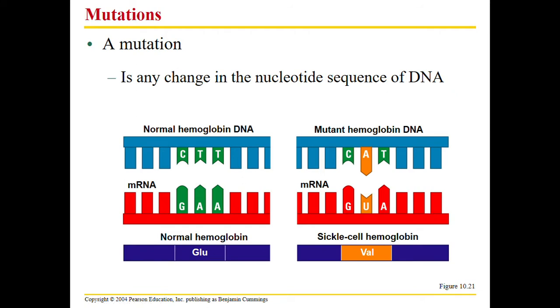A mutation is any sort of change in the nucleotide sequence, any change in the nitrogenous base pairs. The example here is our recurring example of sickle cell anemia. Just one change of amino acid changes the shape of hemoglobin.